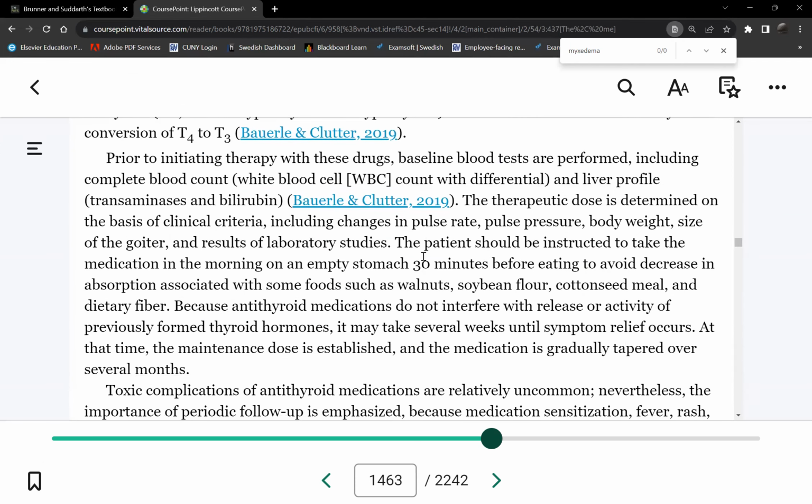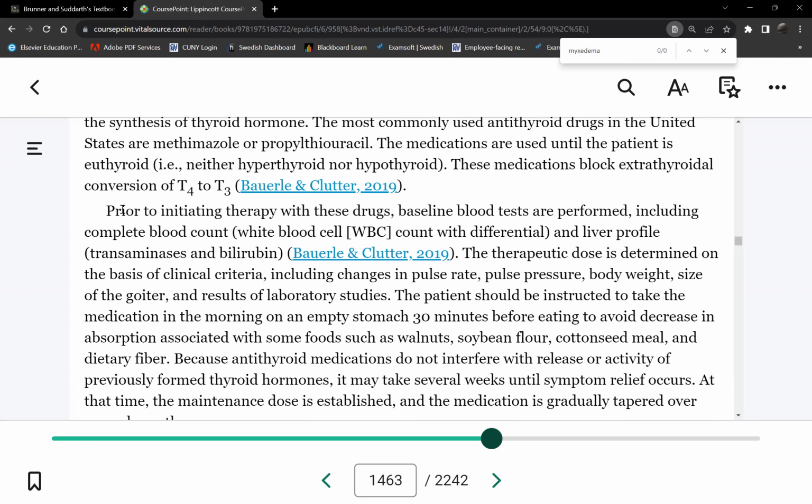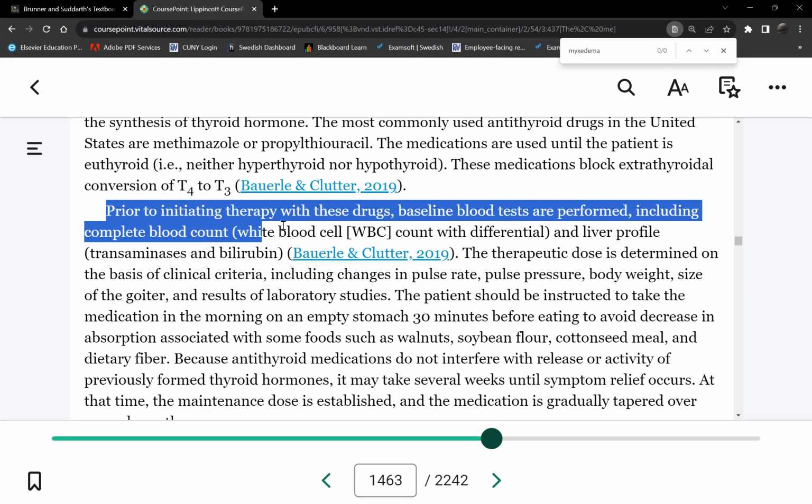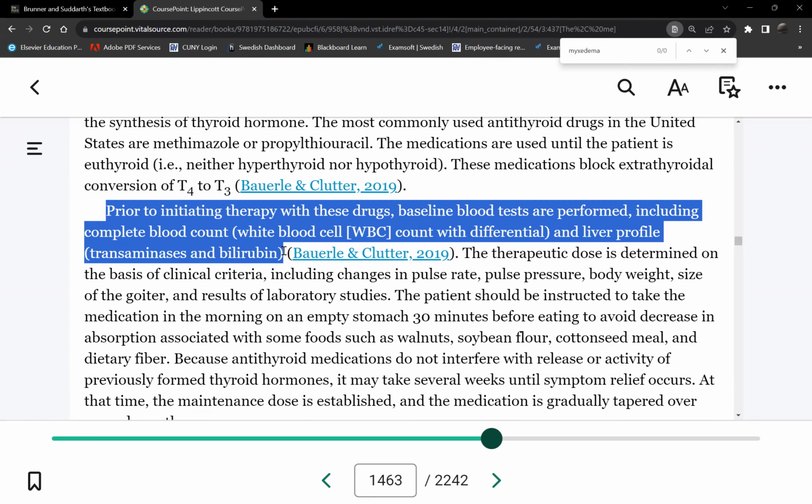Okay. So it says clearly here that prior to initiating the therapy, we need to check this blood work. Why do you think? What will the drug do? We have to look at the white count and the liver profile. It will lower the white blood cell count. That means, can this cause bone marrow suppression? Yes, and therefore the liver profile is checked. Obviously, this patient is at risk of hepatotoxicity.